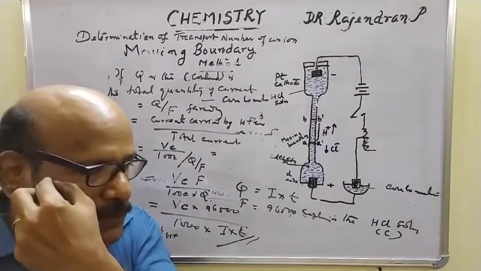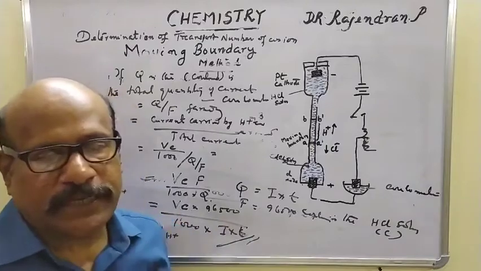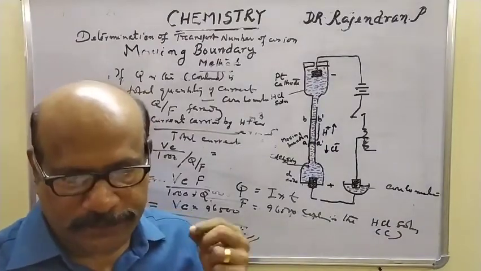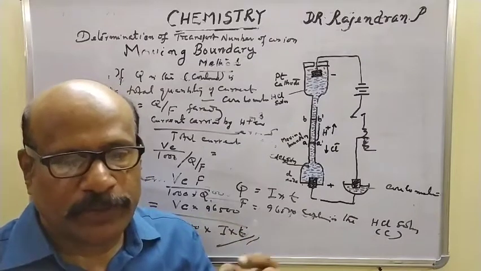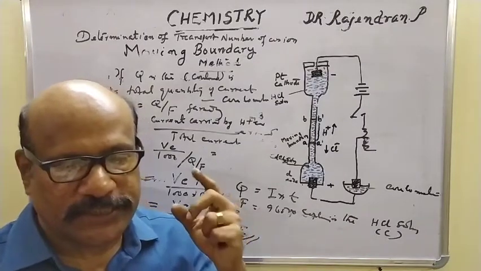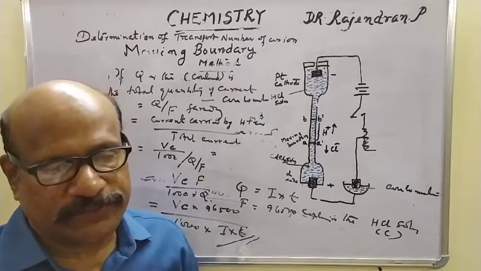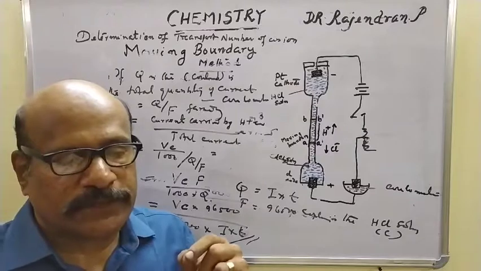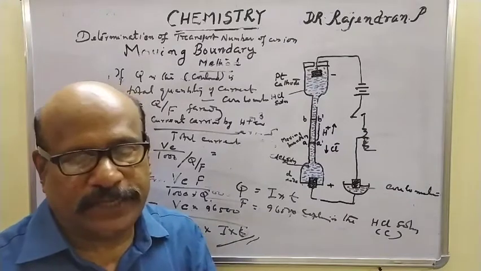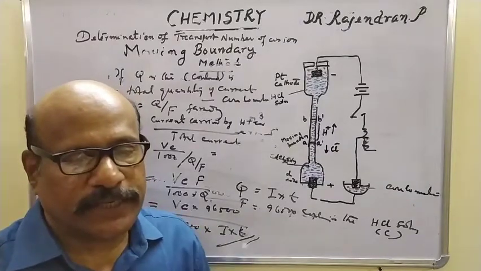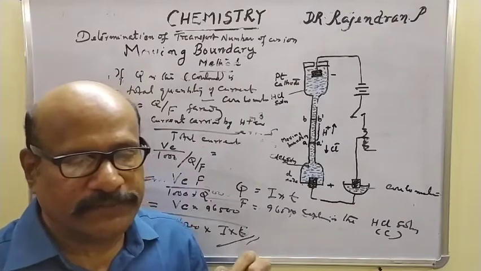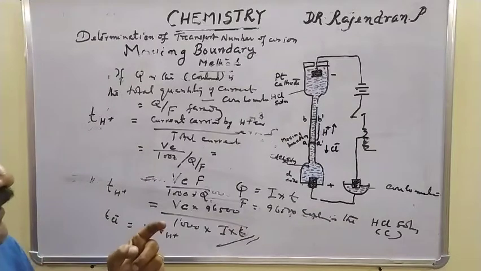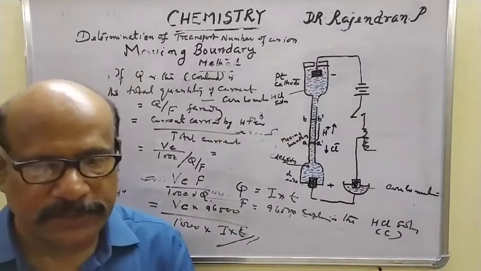As you know, 1 Faraday of electricity carries 1 gram equivalent of H plus ion. The total number of gram equivalents of H plus ion present in the C molar or C normal HCl solution is its volume into C divided by 1000, Vc by 1000. Since 1 gram equivalent of H plus carries 1 Faraday of electricity, the quantity of current required to carry Vc by 1000 gram equivalent is Vc by 1000 Faraday.